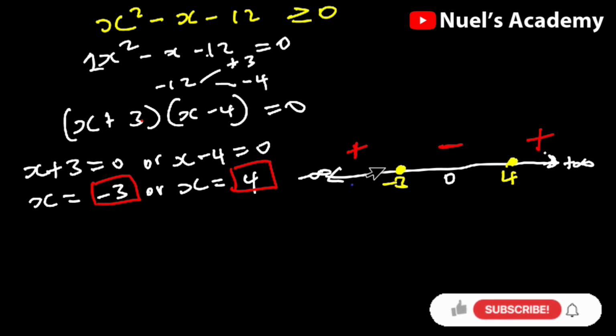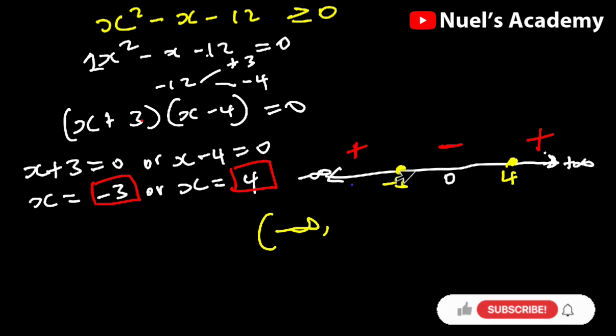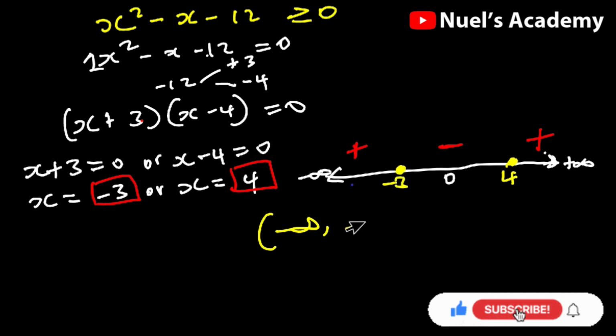So we're going to pick the ranges that this plus sign falls under. These ranges are negative infinity to negative 3 and then 4 to infinity. So in interval notation, our answer is going to be negative infinity to... Now because we are dealing with a weak inequality, greater than or equal to, we are going to include this negative 3. So negative 3, I will close it with this bracket, then union 4 to infinity.